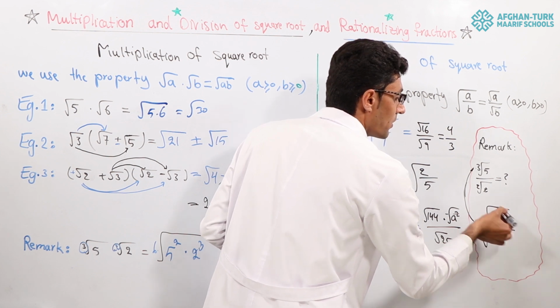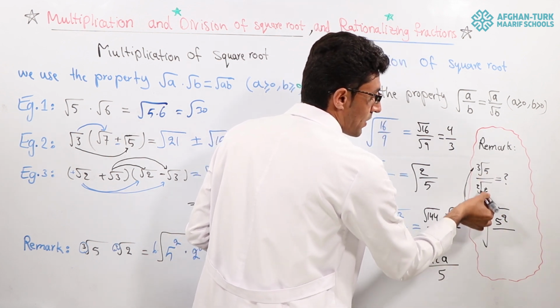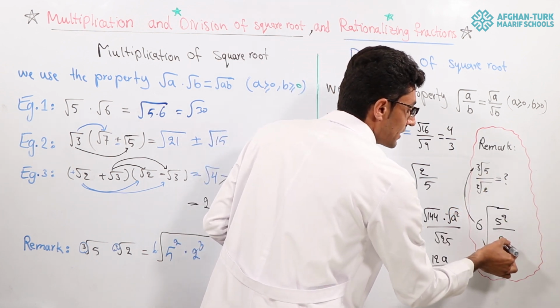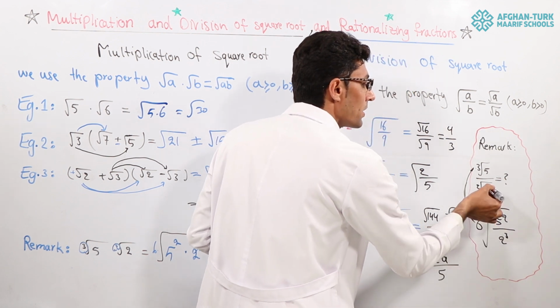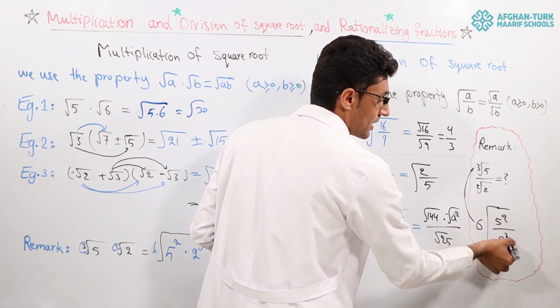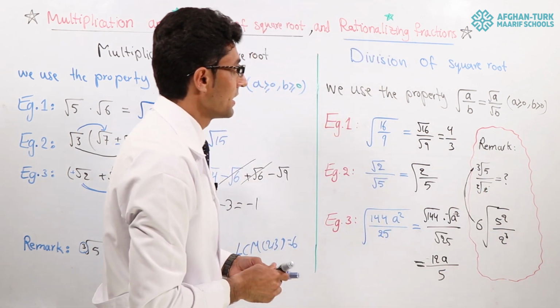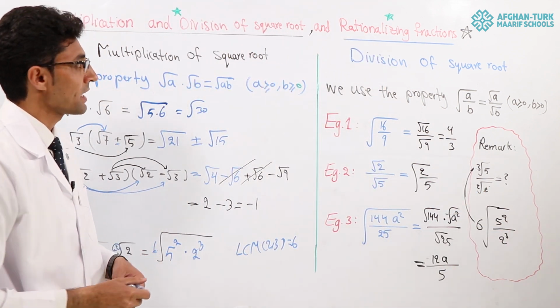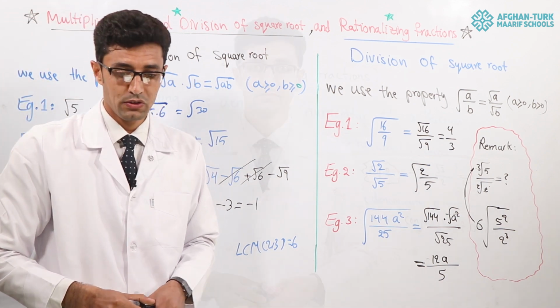It means 5 to the power of 2. 6 divided by 2 is 3. I write it as the power of 3. It was all about the multiplication and division of square roots.